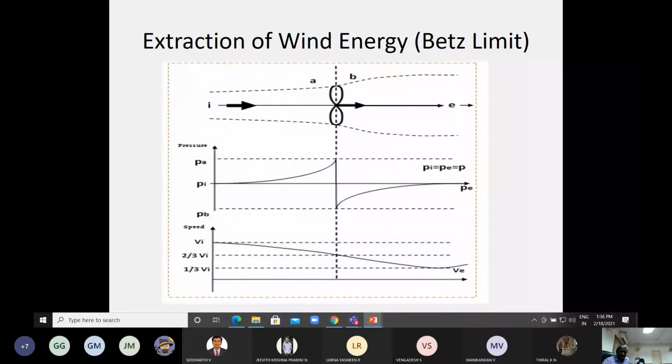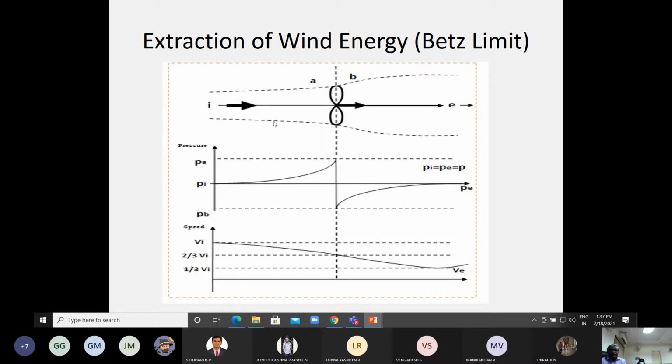That's Betz's limit. We have two segments here, the left-hand side and the right-hand side. At the center point we have the blade, with the flow before the blade and after the blade. Before the wind turbine and after the wind turbine, this is how the flow takes place, and the derivation is arrived at with Bernoulli's equation.